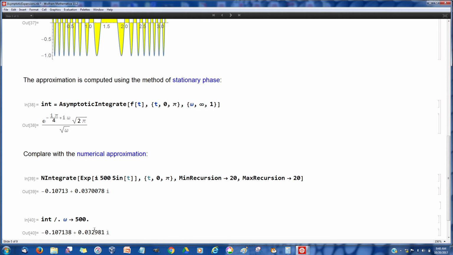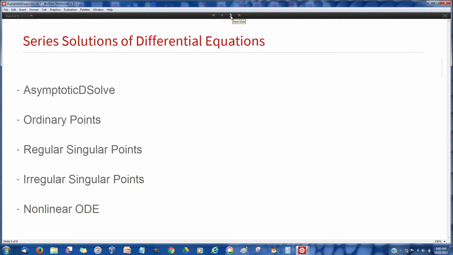And to go beyond that, what you do is you transform to the Laplace case, the good old trick of converting a complex integral into a real integral, and you get back a nice answer. So that's asymptotic integration in a few minutes. And I now go on to AsymptoticDSolve, which is the other function I've been working on. This is a kind of complete solver for all kinds of series solutions: ordinary points, regular singular points, irregular singular points, nonlinear ODEs, systems of ODEs. Everything is already more or less working.